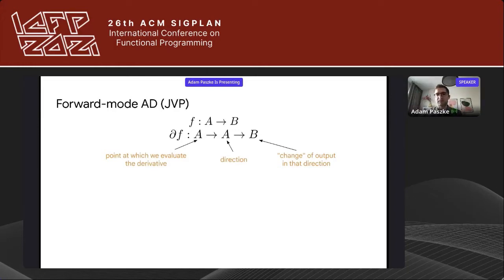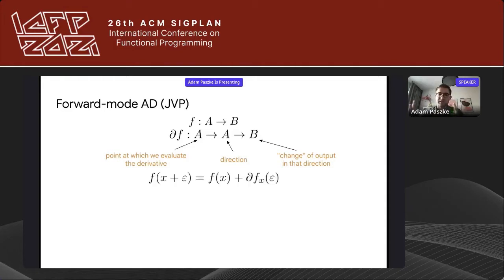And derivative is similar. Derivative still needs to know around which point it is supposed to work. But then once you give it a point, it also needs a delta, a change in the input space, which is a small nudge you might apply to the input. And what the derivative function outputs is not the actual output of the function. It'll output, if you nudge the input by the second argument, what is the approximate change you will see in the output.